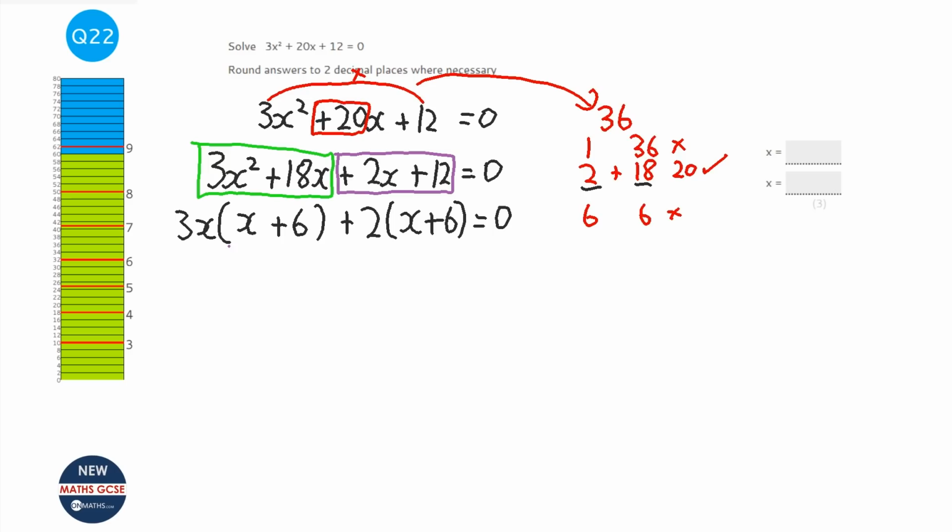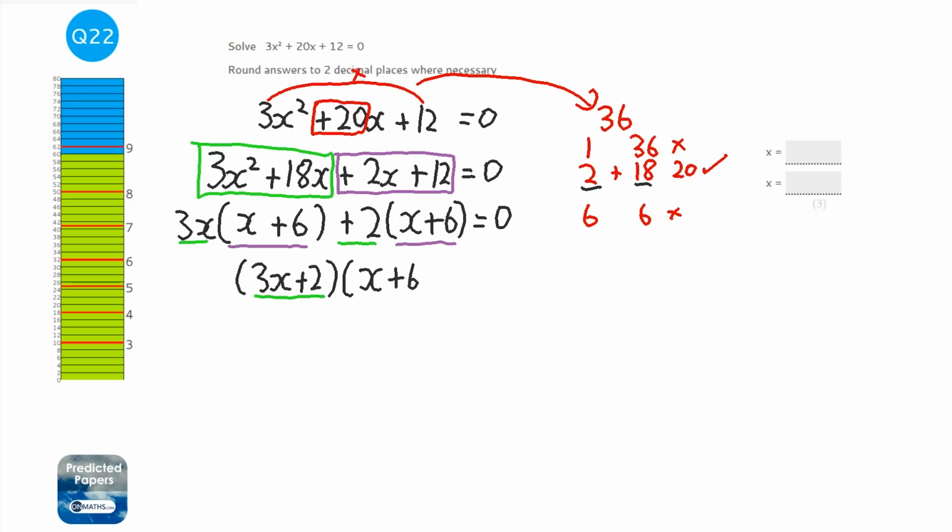Now the bracket here needs to be repeating. If it doesn't repeat, then you've made a mistake, so that's a kind of hint to go back and check your working out. And what we're going to do is grab the things on the outside of the brackets, and make a bracket with them. So 3x plus 2, which are the two underlined green bits. And we're just going to write down the repeating bracket once. And that's going to be our second bracket.